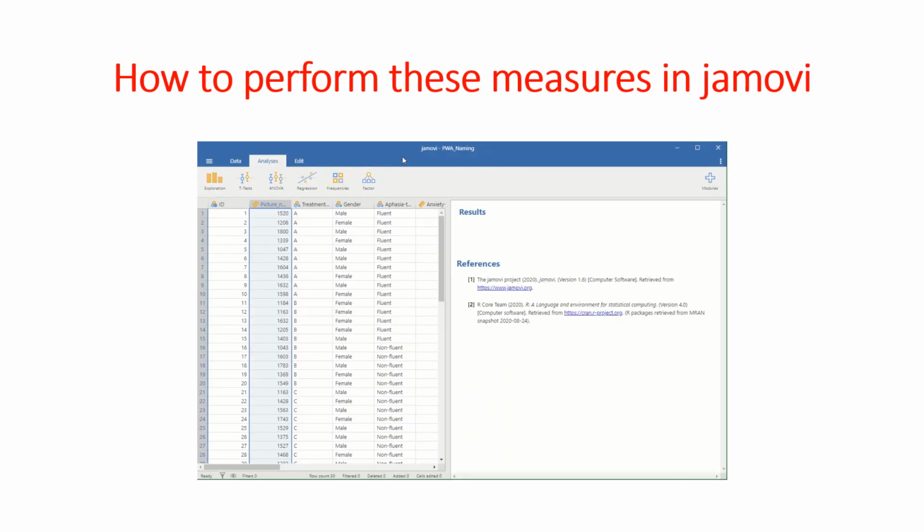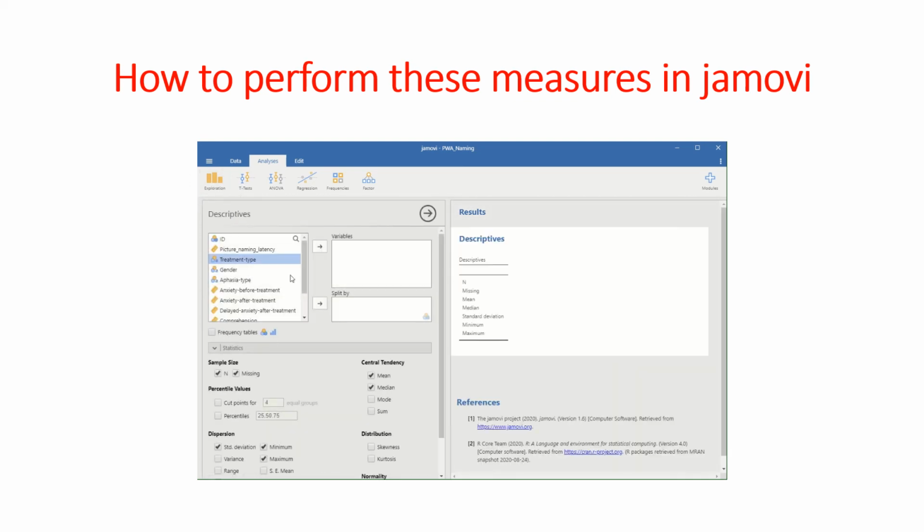Okay, let's see how we could calculate these measures of variability in Jamovi. So you see that I have the same data set here. We've been working with this data set throughout this session. So we'll go to exploration again, descriptives. So we've got the same window here.